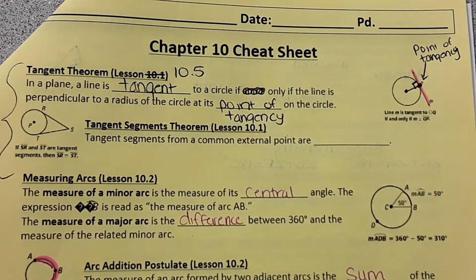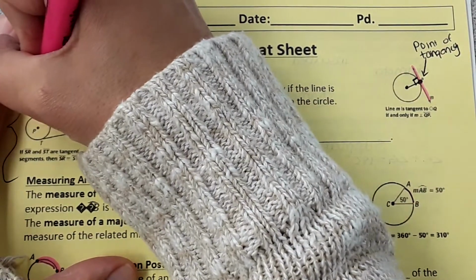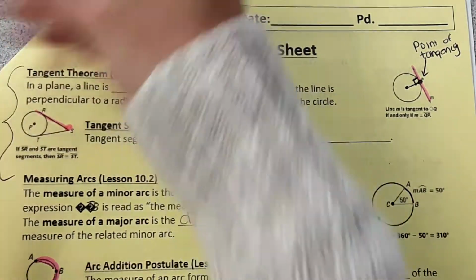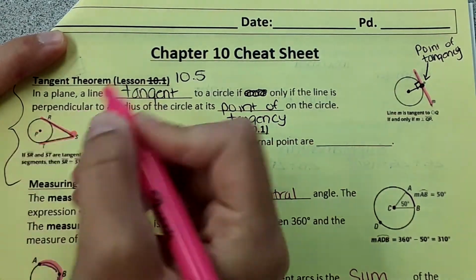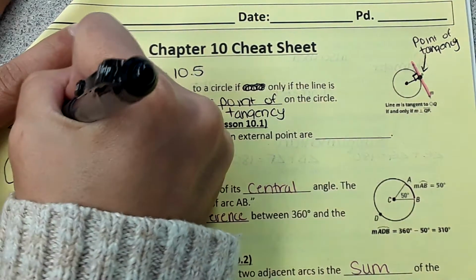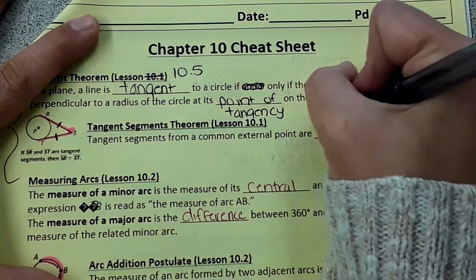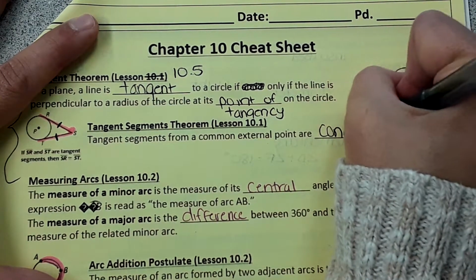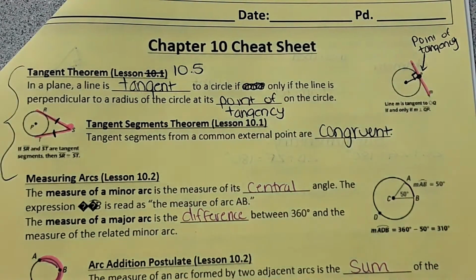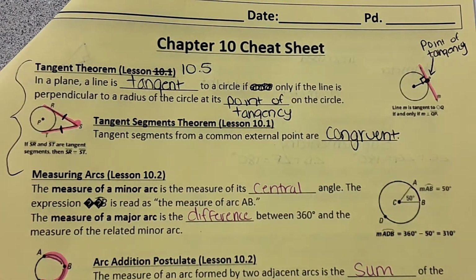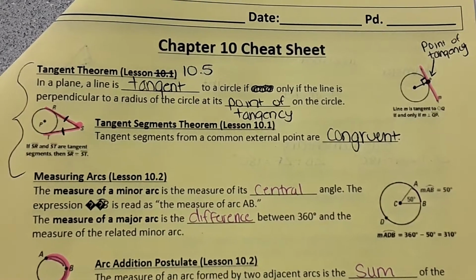And then we have the tangent segments theorem. What this means is that this tangent, if from the same point, and this tangent are the same length. So this is the same length as this here. Tangent segments from a common external point are congruent. And that's it for the theorems. Now we're going to practice it in the workbook.